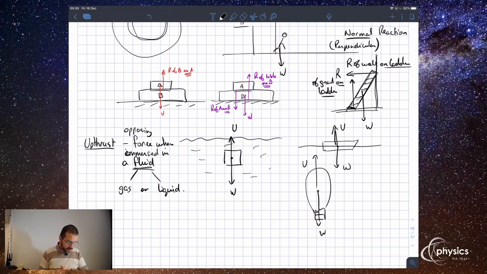So, this was the first group of forces. So we have the weight. If it's touching a solid object, you have the reaction. If it's immersed in a fluid, you have the upthrust.